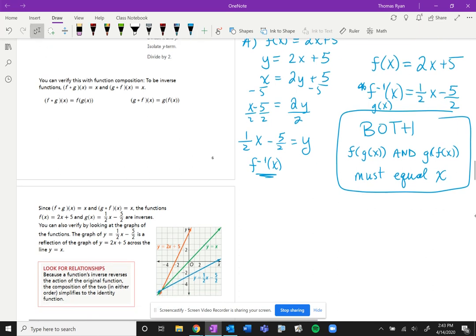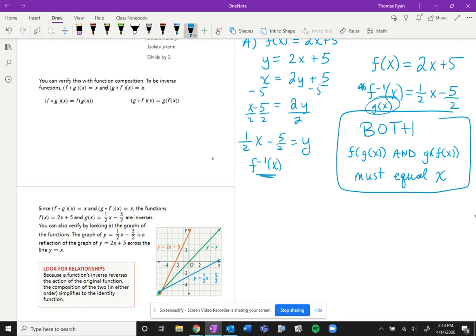And watch, you're going to see how this goes. All right, here we go. So let's just agree, let's call the inverse g now. Okay, so we're going to call the inverse g. All right, here we go. We're going to do f of g of x over on the left, and we're going to do g of f of x over on the right. And we're going to show that when they both equal x, that's how we can prove that they're inverses.